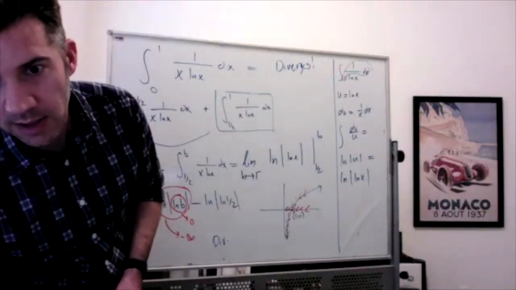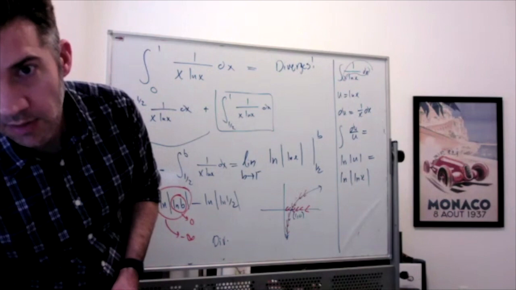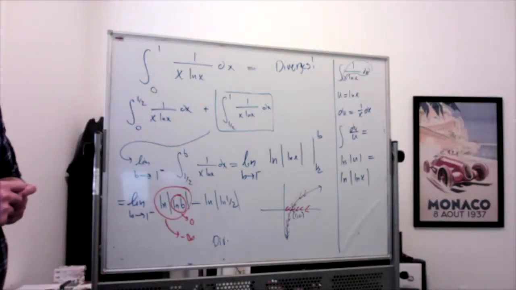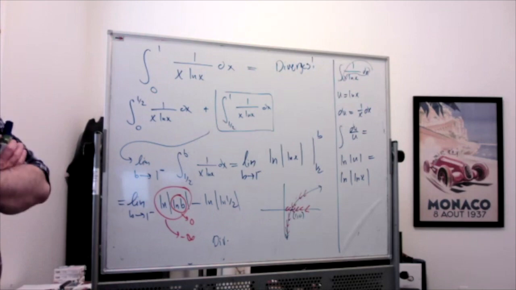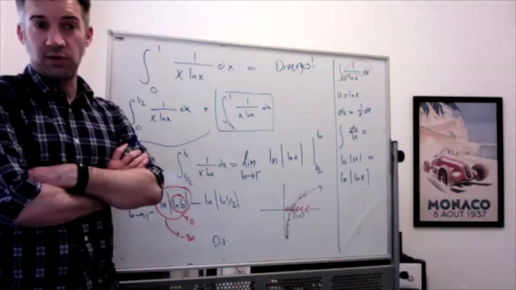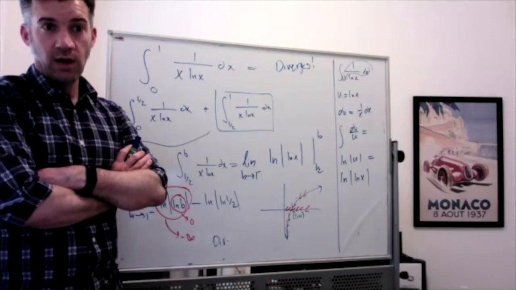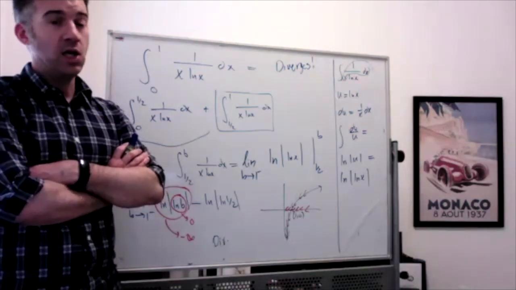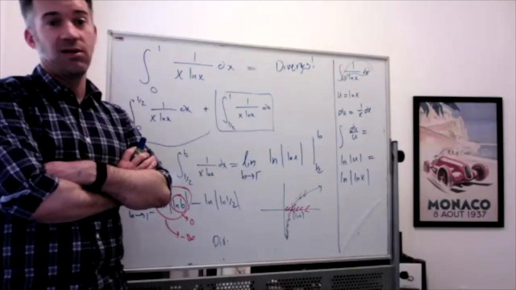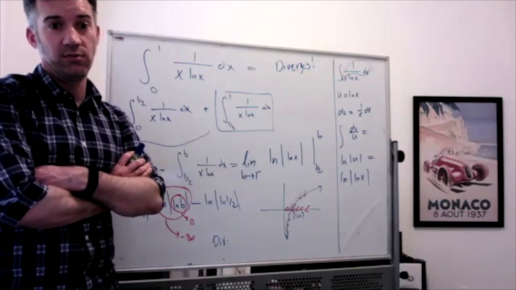James, yes. I have a quick question. How come we chose to separate the improper integral at 1/2? Because we had to pick something between 0 and 1. Arbitrary choice. You could have chosen 1/3. You could have chosen 2/5. You could have chosen literally any real number between 0 and 1.